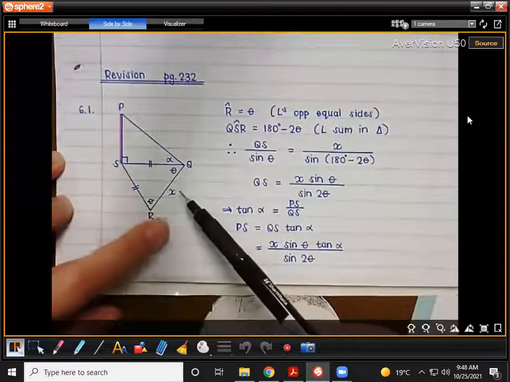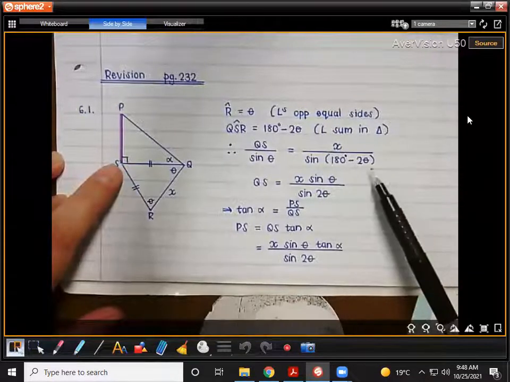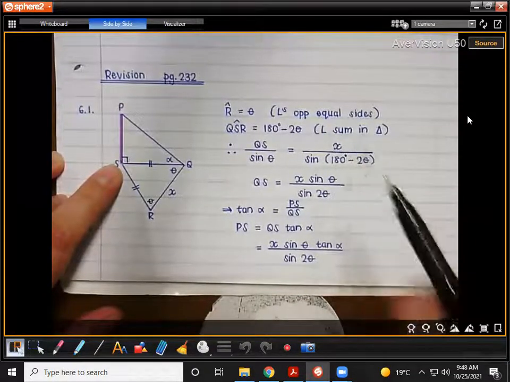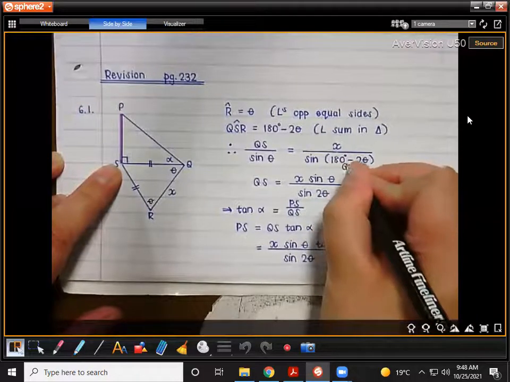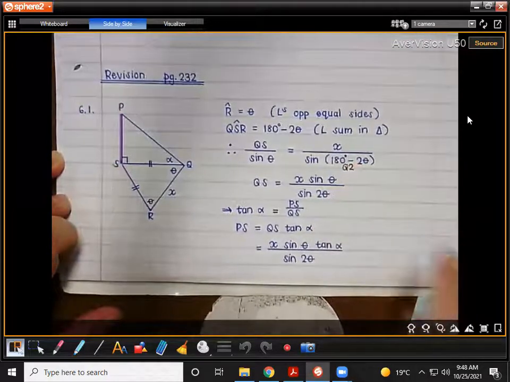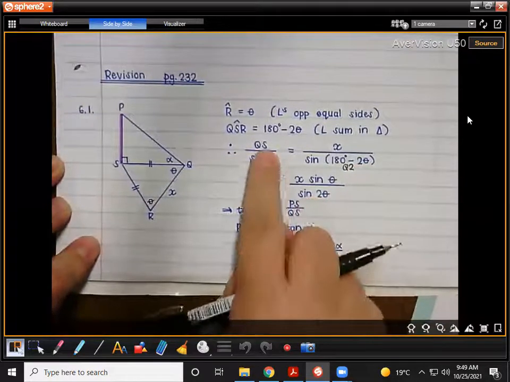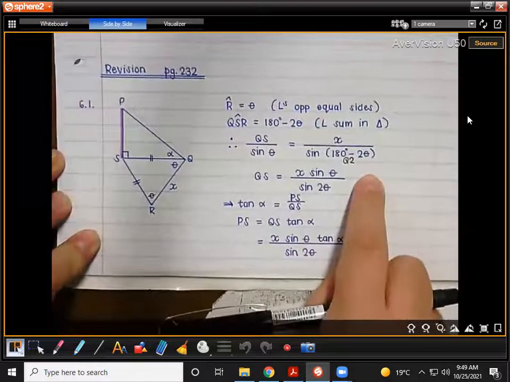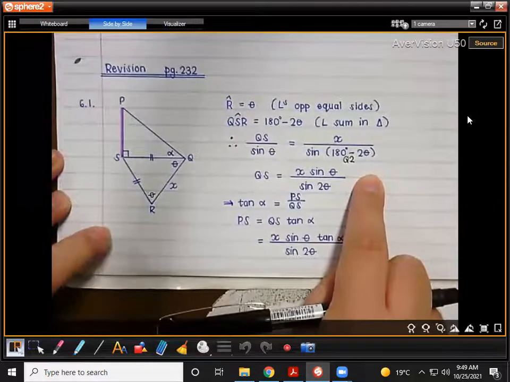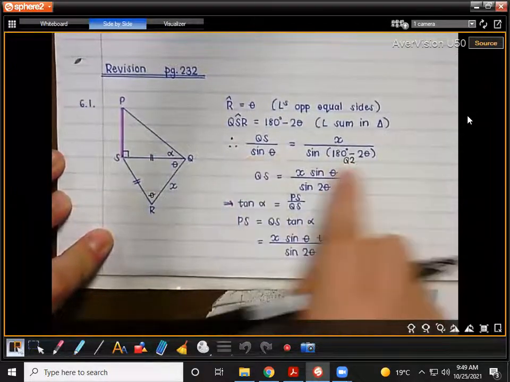QS over sine theta is x over sine 180 minus 2 theta. This is quadrant 2. And sine in the second quadrant is positive. So it's just going to change to positive sine 2 theta. And you multiply the sine theta on the other side. So we have the common side. All right. So that's one thing done.